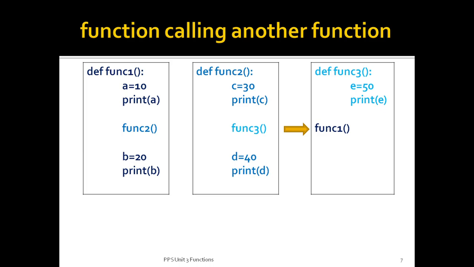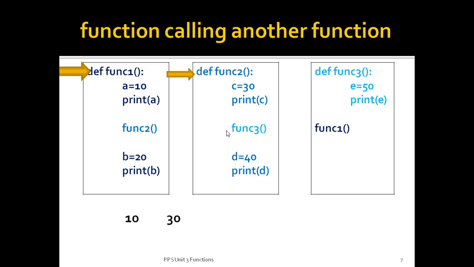So here you can see there are three functions that have been used. Starting with the function, as you can see, function 1 is invoked. As it is invoked, it will go to its definition. So let's see its definition. Variable a will be assigned value 10 and that will be printed. Now the next step is function 2 is called. So we will go to its definition. After that, c will be assigned value 30 and it will be printed.